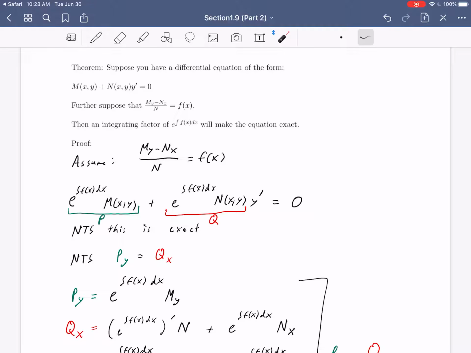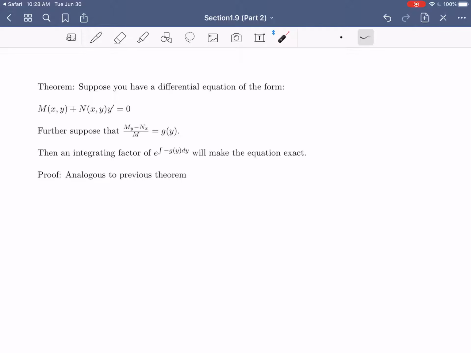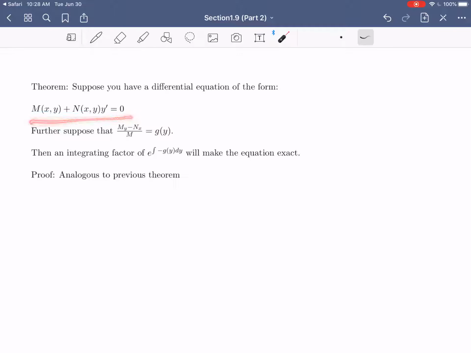Okay, so before we get into our examples, there's an analogous statement if a very similar expression is a function of y only. So I'm going to state that theorem, we're going to talk briefly about it, but we're not going to go through the full proof because it's very, very similar. All right. So we're going to suppose that you have a differential equation, same format, M(x,y) plus N(x,y) y prime equals 0. And we're going to suppose that this expression, M_y minus N_x, divided by M now, is a function of y exclusively.